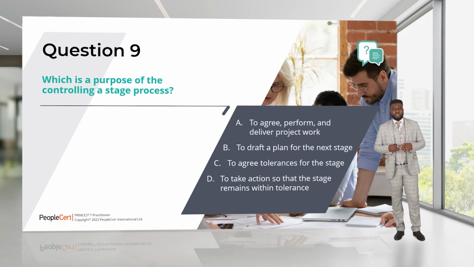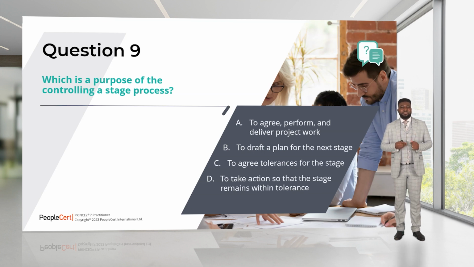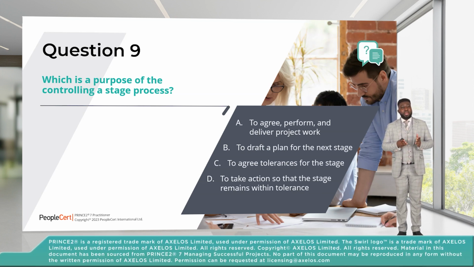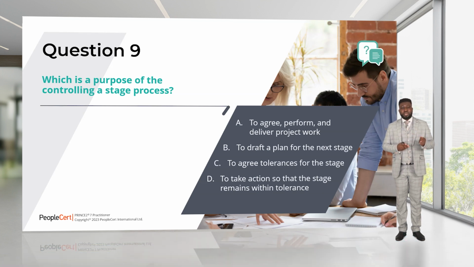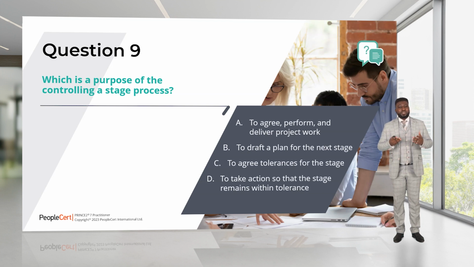When we look at all of the options that we have here, A looks tempting, but let's have a look at it. To agree, perform, and deliver the project work. Once the project manager has written the work package, it is up to the team manager to accept the work package, to perform the work package, to deliver the work package. So A is not our answer because that will be the purpose of managing product delivery.